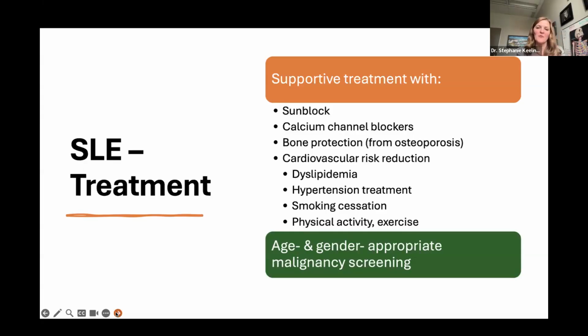We talked a bit about smoking already for the anti-malarial impact. And then obviously physical activity and exercise. And then also age and gender appropriate malignancy screening. So there are higher rates of things like lung cancer, thyroid cancer, cervical cancer in lupus patients. And so we do recommend, the Canadian recommendations that we were part of actually recommended more like annual PAPs, different than I think the most recent general Canadian women recommendations because of this increased risk. We're going to revisit that with our upcoming guidelines though.